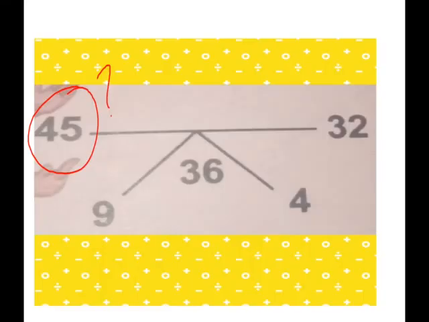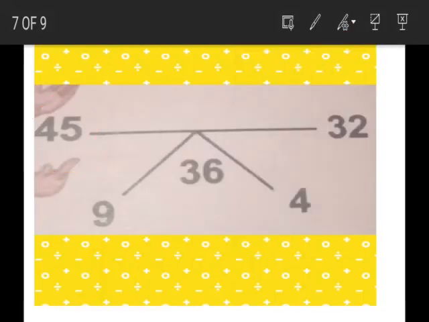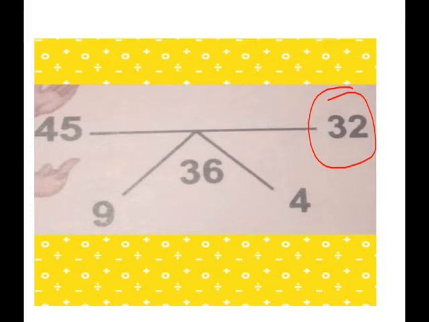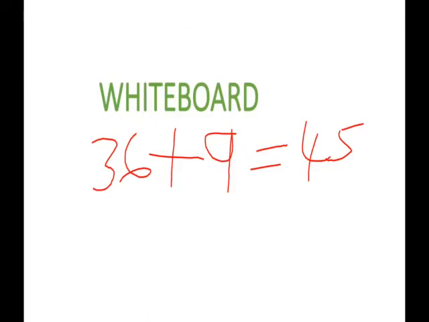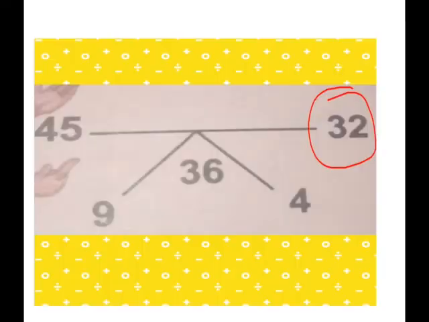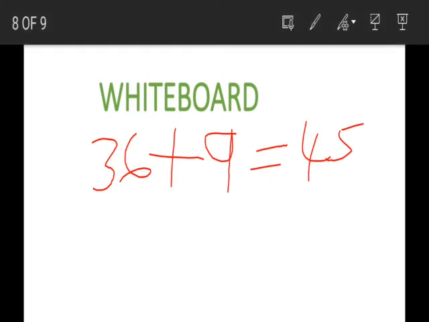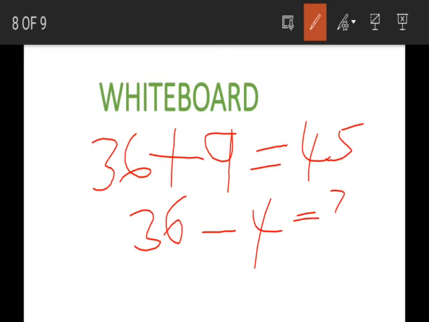Alright, how can we get 32? To get 32, we are doing subtraction. What subtraction is that? To get 32 is going to be 36 minus 4. 36 minus 4 will give us 32.